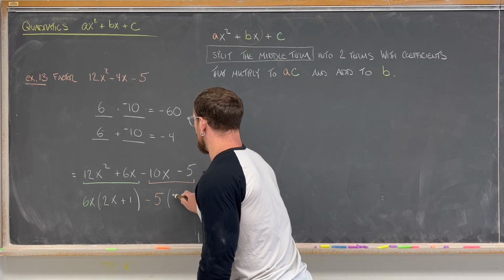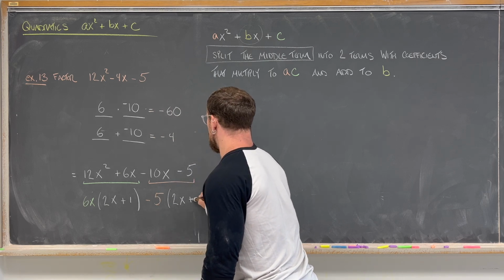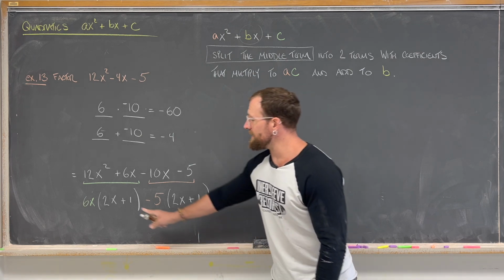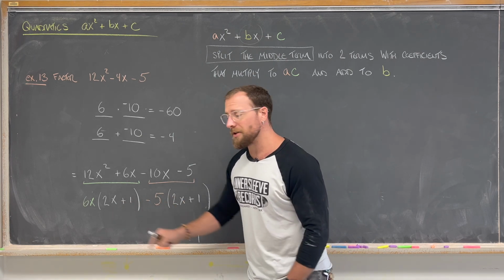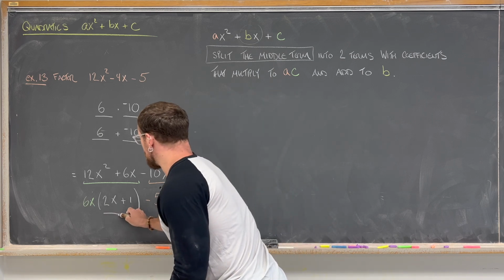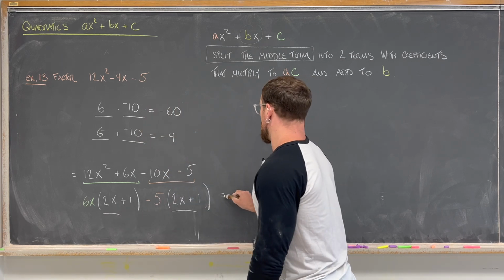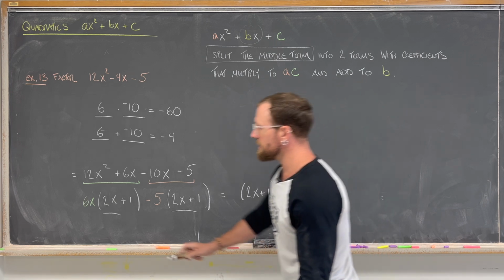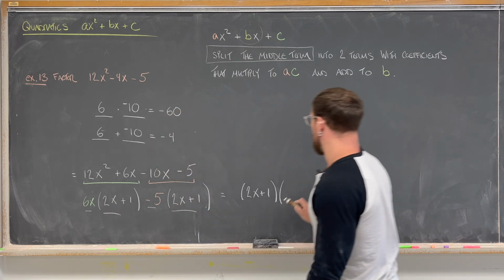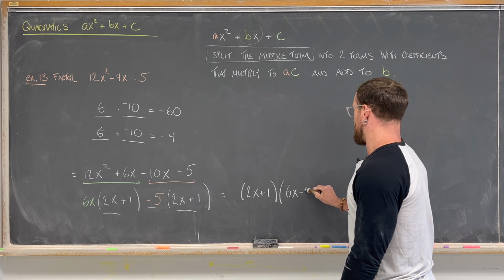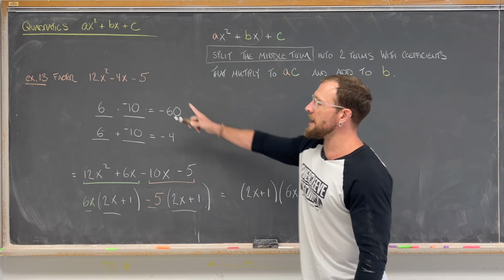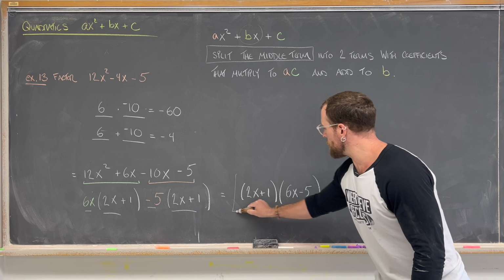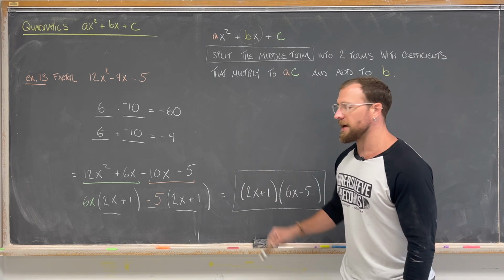Then I'd be left with 2x plus 1, which is great because I have a 2x plus 1 over here. Now there is a common factor, 2x plus 1. Okay? So if I pull out the 2x plus 1, what does it leave behind? 6x minus 5. And now we have factored this quadratic into 2x plus 1 times 6x minus 5, and that's it.